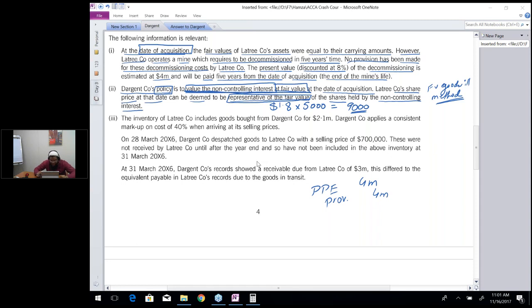Shiza is saying if the question is silent, then what method will we use? Shiza, if the question is silent and the fair value of NCI is given to you, which means the share price of the subsidiary has been given to you, then follow the full goodwill method. If the question is silent, then follow the full goodwill method.